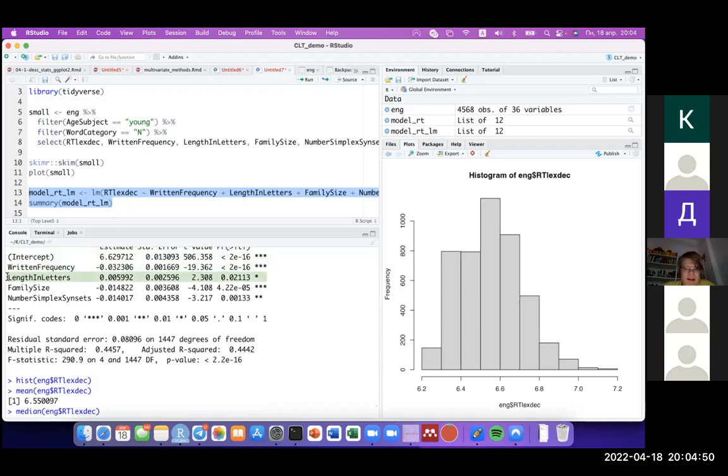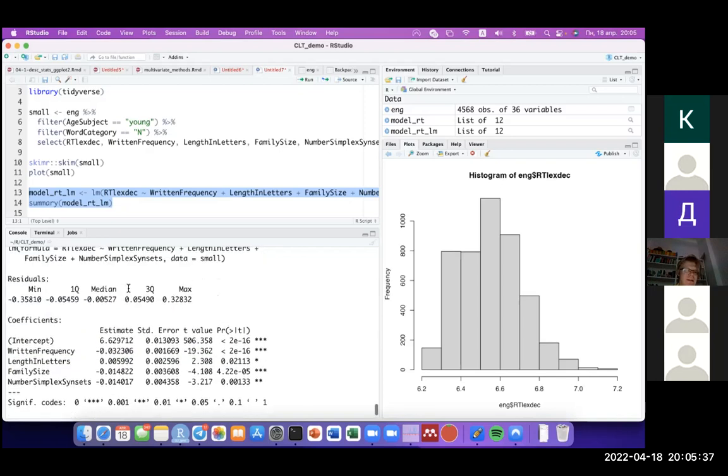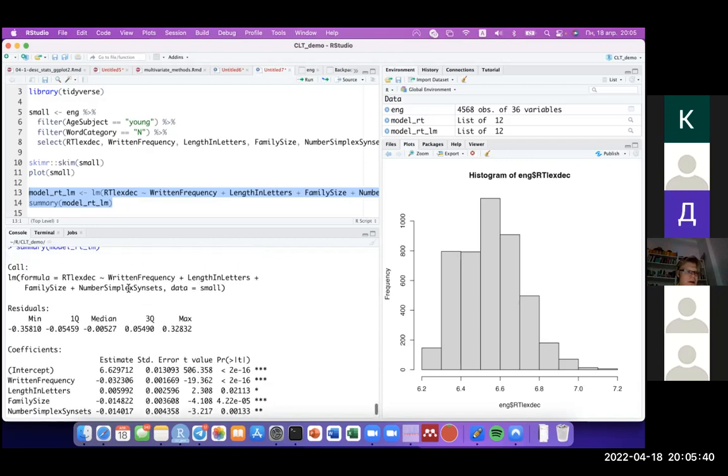But can you explain this line, what can you say about Lankin letters as a predictor for reaction time here? It is a bad predictor. Why do you think? Because there is only one star. Yeah, but what does it mean that you have one star? That if the null hypothesis is true, in only 2% of cases you will get even more extreme results. So again, we have quite a large sample size here.